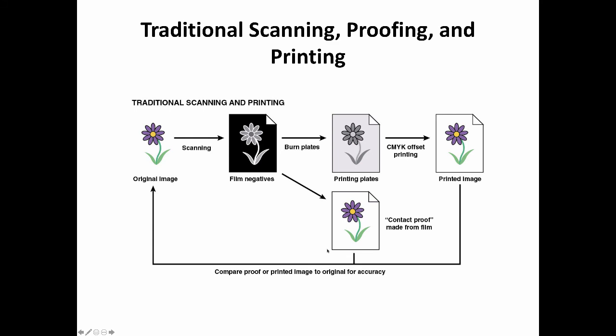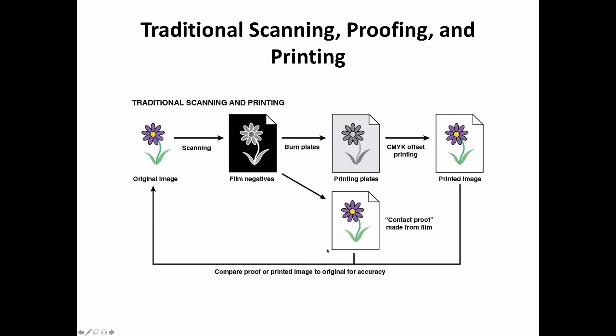Now, after the negatives have been produced, you could use those film negatives to produce something known as a contact proof. This was a type of print that was actually generated directly from the 4 pieces of film corresponding to the 4 colors of ink, cyan, magenta, yellow, and black. Back when I first started in this business, I was very fortunate to work at a company that could produce a type of contact proof known as a match print. And this was considered the gold standard back in those days.